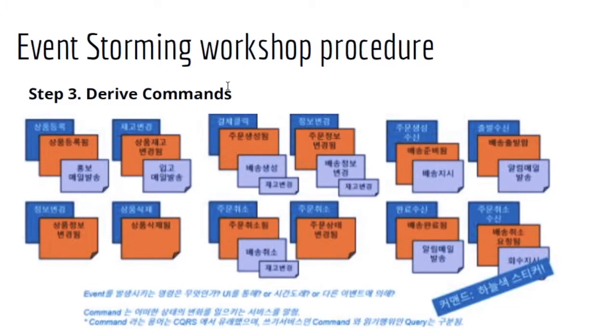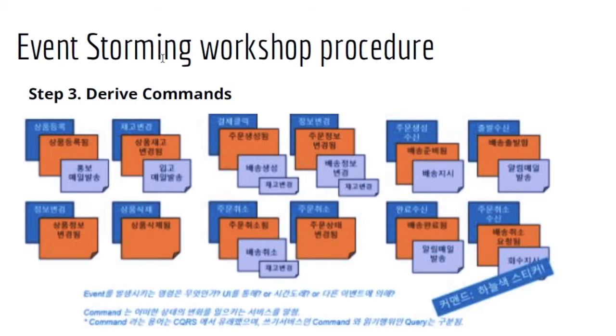So step 3 is about deriving commands. A command is an action that generates an event and refers to a service that causes any state change in the domain. This is a user decision, such as clicking a button within a web page. The derived command is pasted on the front of the event sticker and arranged to form a narration through the stickers.